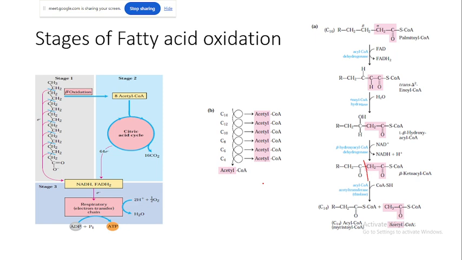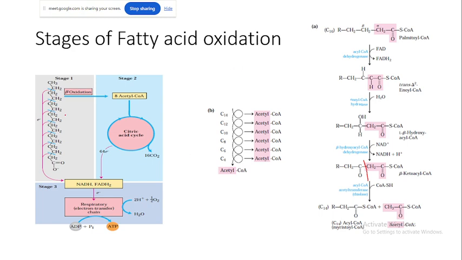So a total of 8 molecules of acetyl CoA will be produced after complete oxidation of this C16 palmitoyl CoA, right? Each time this cycle will be repeated, and after complete oxidation it will make 8 molecules of acetyl CoA. Each of them will enter into the TCA cycle to produce energy, right? So that's how fatty acid can give you energy by beta oxidation.